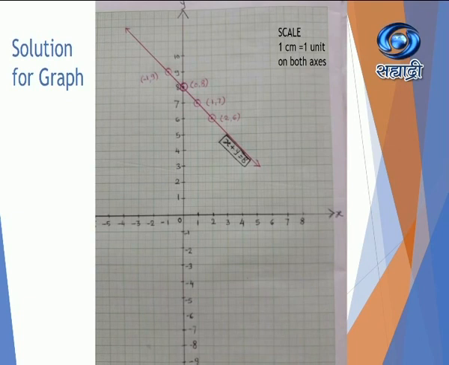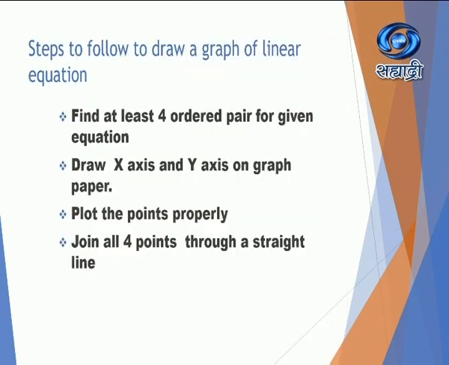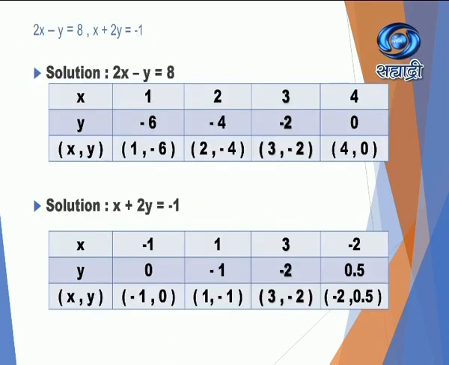Now, how do we solve linear equations with two variables with this method? Let us learn that. These are the steps to follow to draw a graph of a linear equation. First, find at least 4 ordered pairs for the given equation. Then draw the x-axis and y-axis on the graph paper. Plot the points properly and then join all 4 points through a straight line. Here I have one example for you.